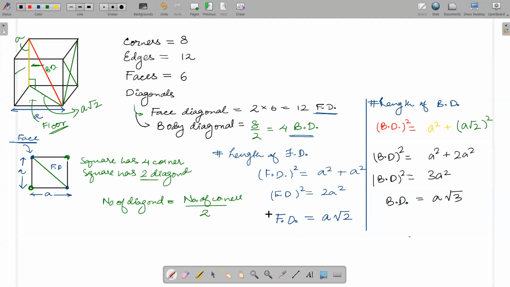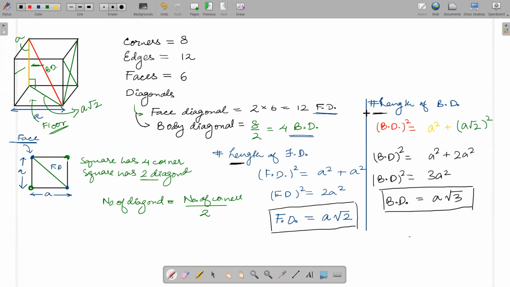Okay, so mark these answers. Now you have to remember these answers. Face diagonal is equal to A root 2, and the body diagonal of a cube is equal to A root 3. Write these two things now, the length of the face diagonal and the length of the body diagonal. Then we can move on.